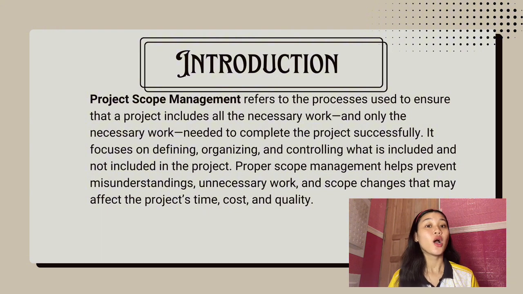In this chapter, we will discuss the main processes involved in project scope management, such as initiation, scope planning, scope definition, scope verification, and scope change control. These processes help ensure that the project delivers the expected product or result.